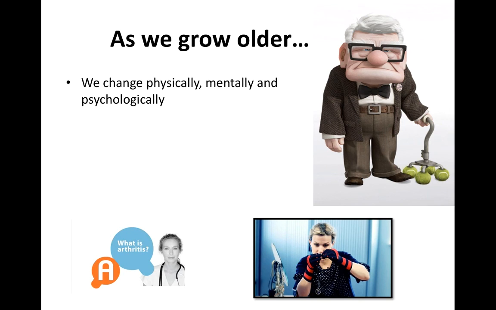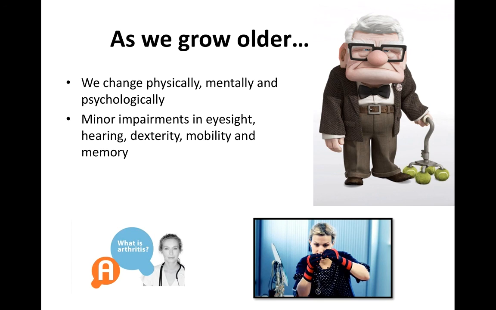But as they get older, we will change physically, mentally, and psychologically. Okay, you will get what we call minor impairments. In other words, your eyesight will start to go, your hearing may fail, your dexterity in terms of how well you can do those fine little manipulations. All that texting you do, that's going to come back to haunt you when you're older. Also, your mobility in terms of your ability to actually move around.